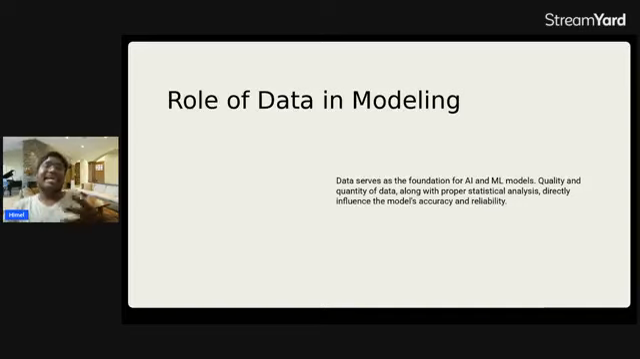We all know that data is the core of AI and ML, right? Not only do we need high quality data, but we also need a thorough statistical analysis of that data to ensure that our models are both accurate and reliable. In this section, we discuss how proper statistical analysis is essential for everything from cleaning and transforming the data to feature engineering and model evaluation.